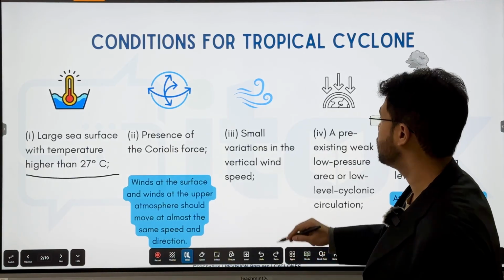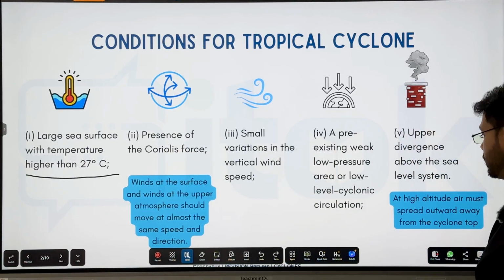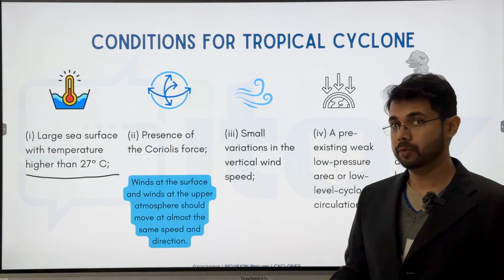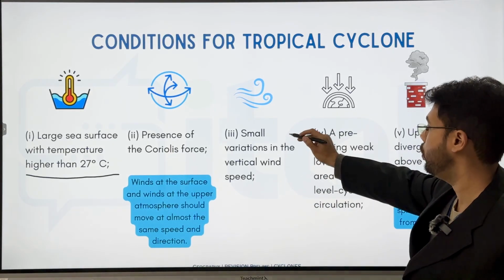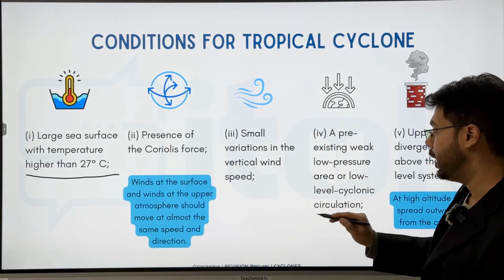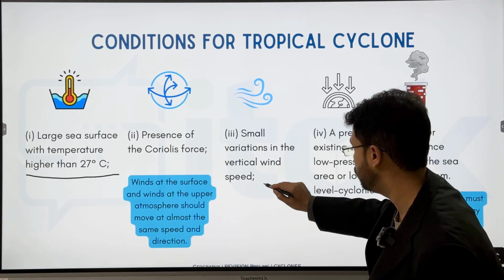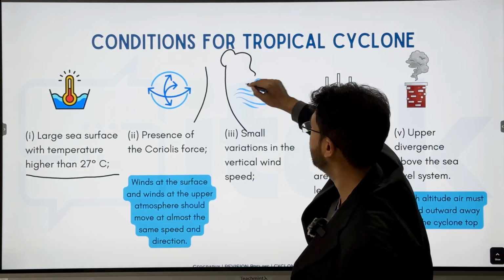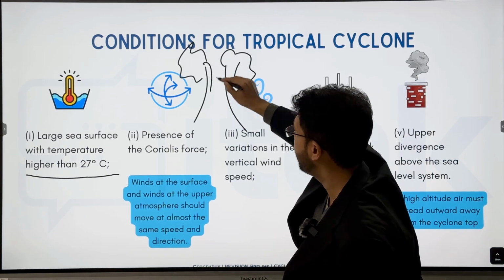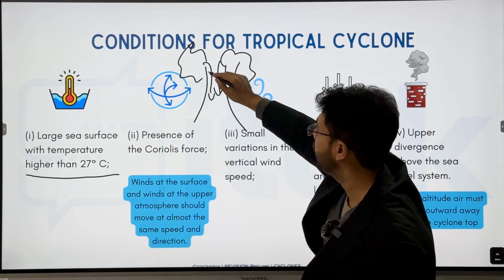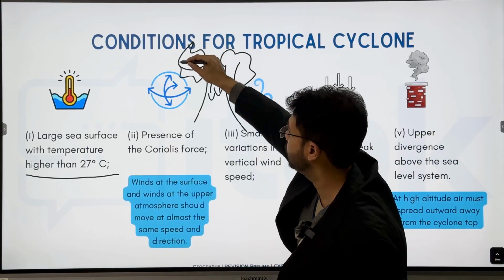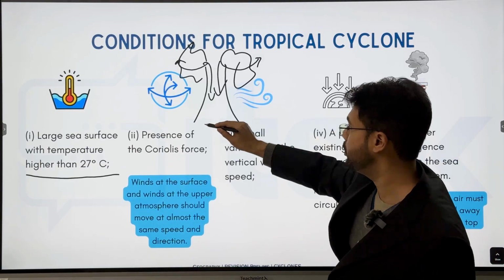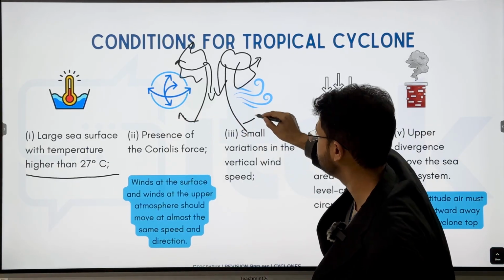Third we need is small variations in the vertical wind speed. What is the meaning of this? Now you are going to attempt prelims, so think what can this mean? Small variations in vertical wind speed. It means that if there is something going on top of the cyclone, so we know the diagram of a cyclone, there are clouds here, there are clouds here and winds coming down. So whatever is happening at the top, the wind speed at the top should be almost similar to the wind speed at the bottom.